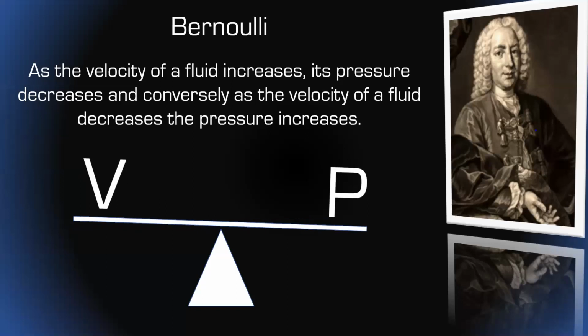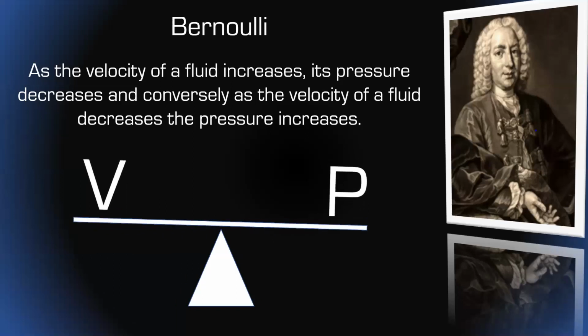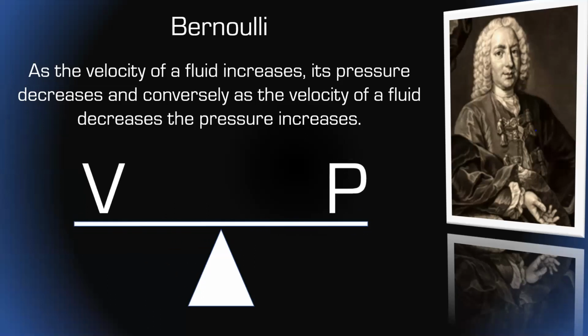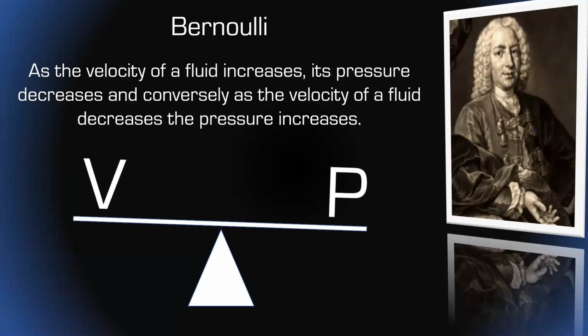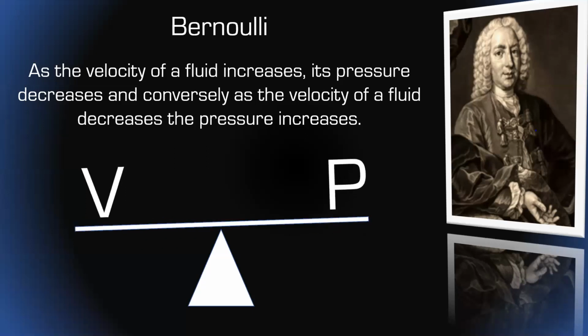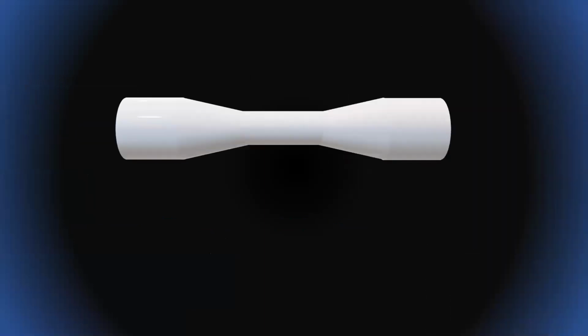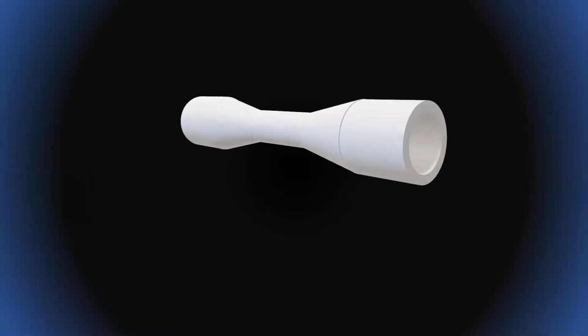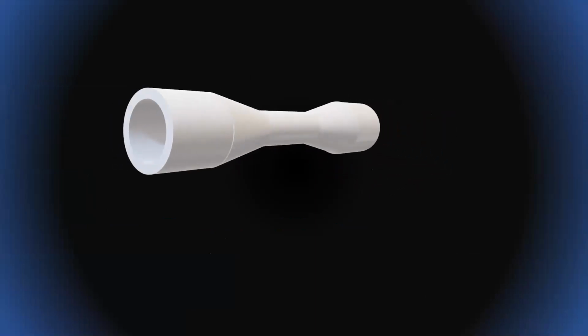In order to do this, we need to know about this guy here, Bernoulli. And what Bernoulli said was, as the velocity of a fluid increases, its pressure decreases. And conversely, as the velocity of a fluid decreases, its pressure increases. There's only so much energy in a system, and velocity and pressure, they're always exchanging energy. And if we take a look at a venturi, this is a great example of Bernoulli's theory. All a venturi is, is a pipe that necks down in the middle, and it's hollow.